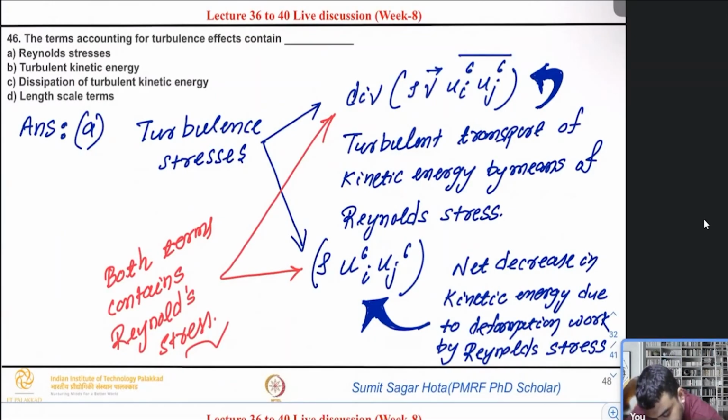Now you see the turbulent stresses give rise to two terms. One is the divergence of rho times the mean of u_i prime and u_j prime, and the other is rho u_i prime u_j prime. The first term is the turbulent transport of kinetic energy by means of Reynolds stress, and the second term is the net decrease in kinetic energy due to the deformation work by Reynolds stress. Both terms contain the Reynolds stress. So the terms accounting for the turbulence effect contain a Reynolds stress. If there is turbulence, there will surely be a Reynolds stress. That is the answer to the question.